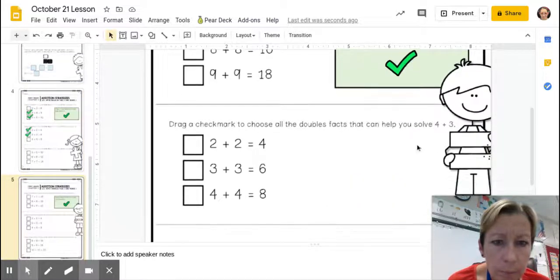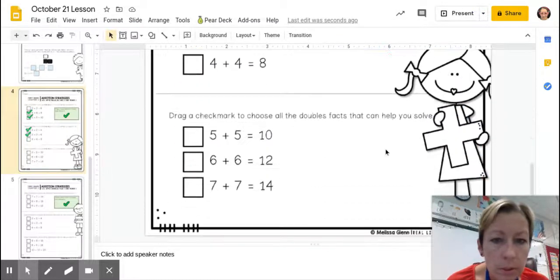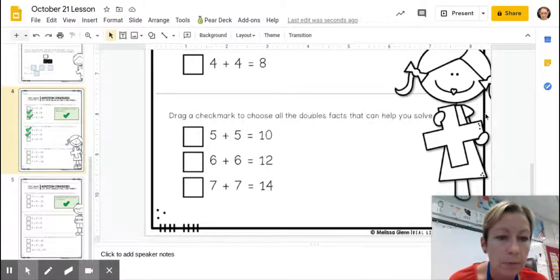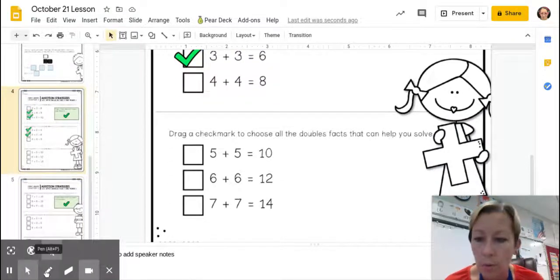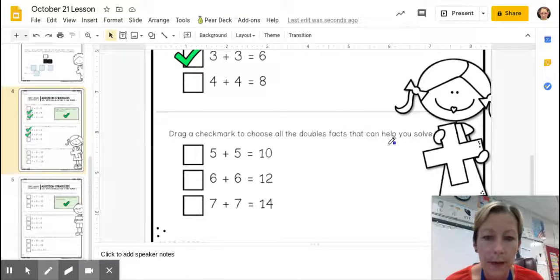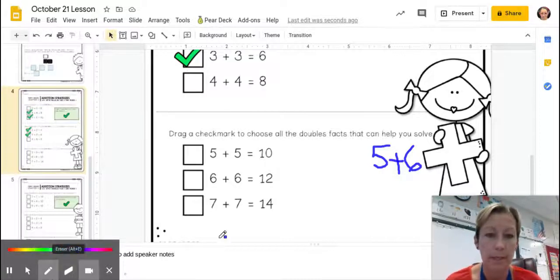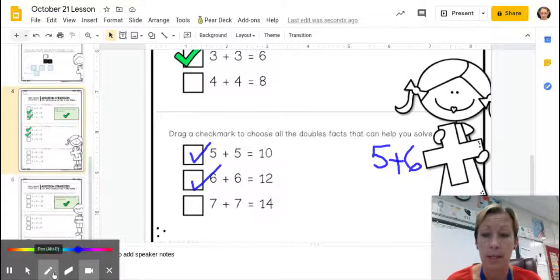Drag the check mark to choose all the double facts that can help you solve... Let's come up with our own. Let's do 5 plus 6. Which doubles can help you solve 5 plus 6? It's either going to be double this number or double this number. So it's going to be either 5 plus 5 or 6 plus 6.